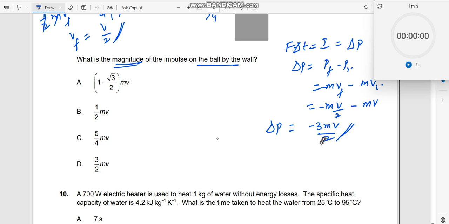If I take just the magnitude, this becomes plus 3 mV by 2, which is the right option. D is the right option. Okay, let us move on to the next one.